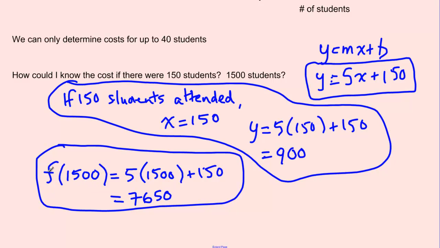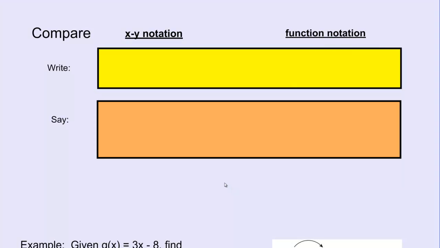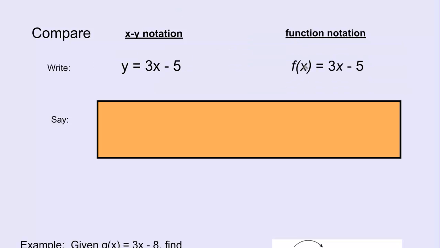Let's compare how we write function notation to how we previously wrote other equations. So our previous way of writing equations was what we called xy notation, where we would always write it as y equals whatever. Function notation, we write it as f bracket x equals whatever. They're very similar. What's important to understand here, though, is this f bracket x is the exact same thing as just saying y. They mean the exact same thing.